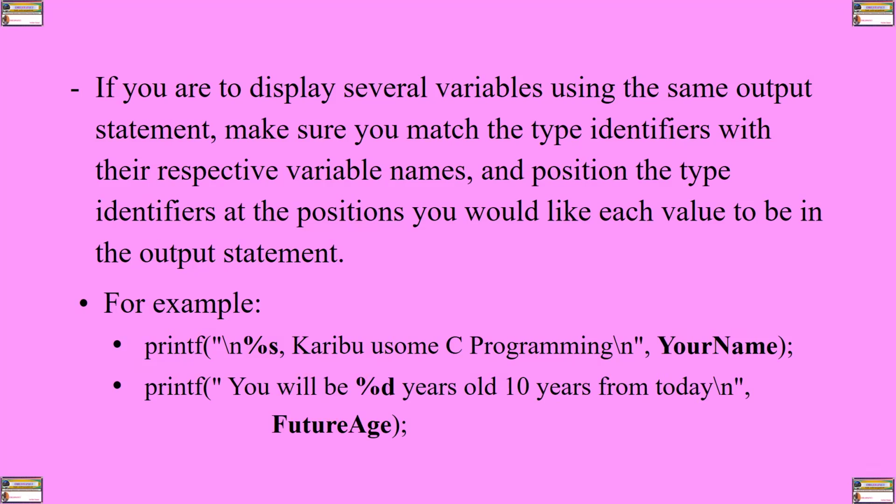You can also see in this other statement, "you will be", now where we have the type identifier for the integer, that is where the value in the memory location called future age will be displayed. So if the content in the memory location called future age is 20, the statement will read, you will be 20 years old, 10 years from today.